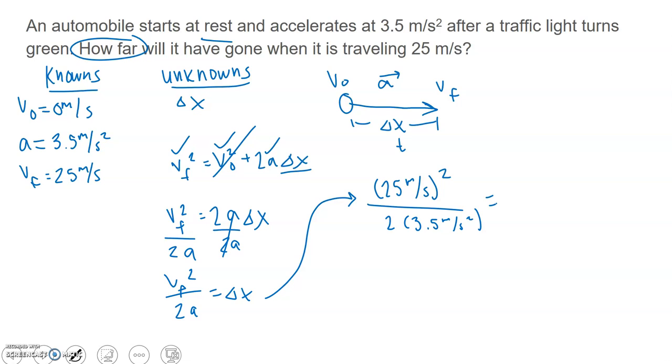Everybody should practice putting this in your calculator because there are a couple places that you could make mistakes. If you're going to do this all in one step, please be sure to put the 2 times 3.5 in parentheses on the bottom. This comes out to be 89.3 meters.